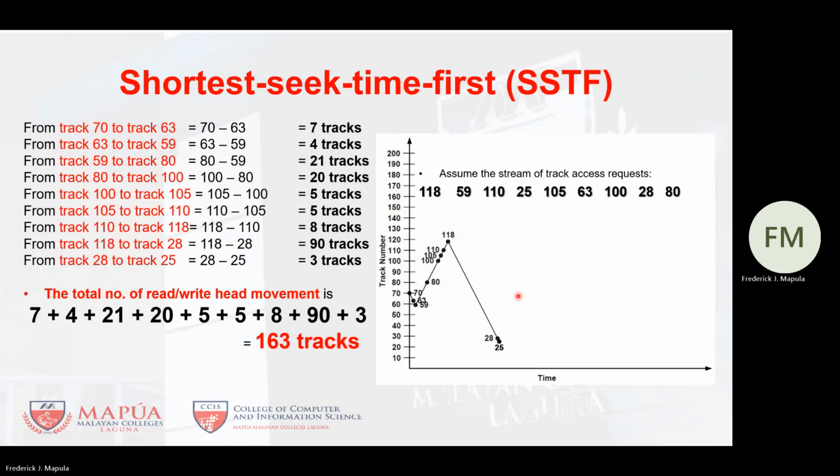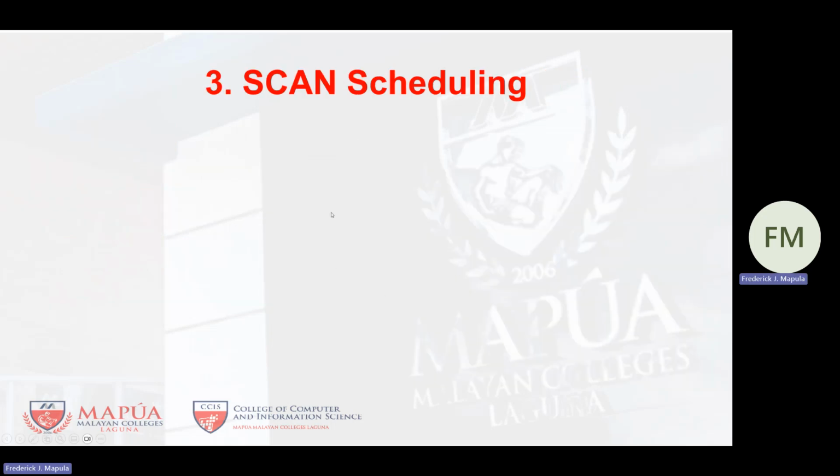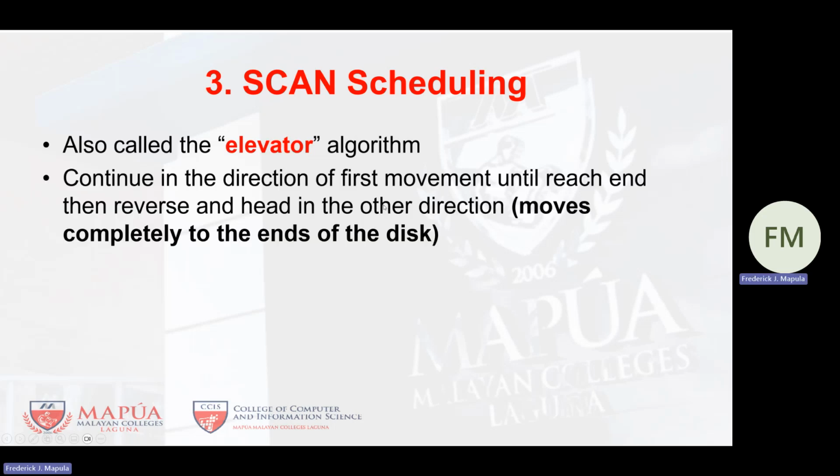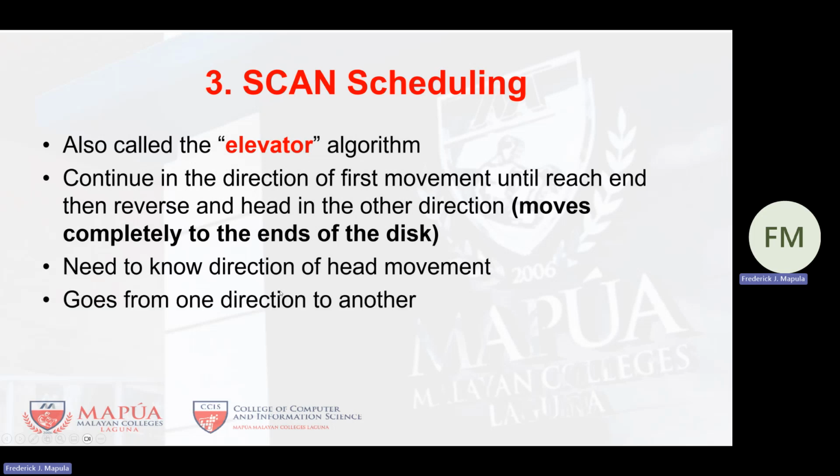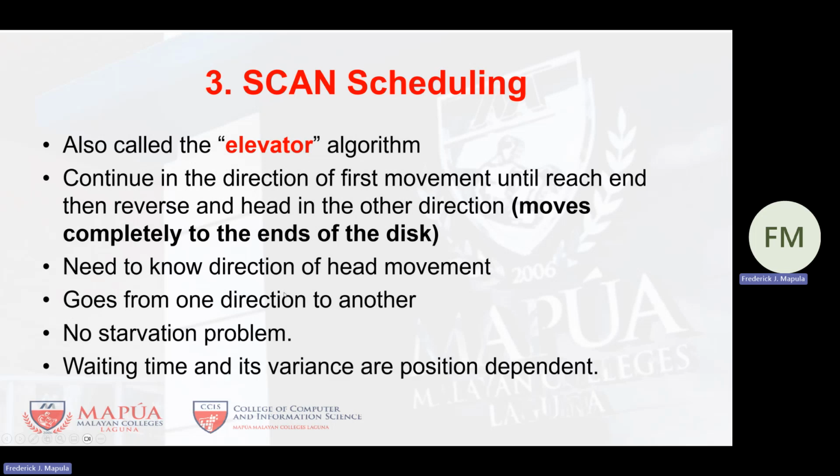It's easy, isn't it? Next would be SCAN scheduling, also called the elevator algorithm. Continue in the direction of first movement until reaching the end, then reverse and head in the other direction. So it moves completely to the ends of the disk. You need to know the direction of head movement. It goes from one direction to another. No starvation problem. Waiting time and its variance are position independent.